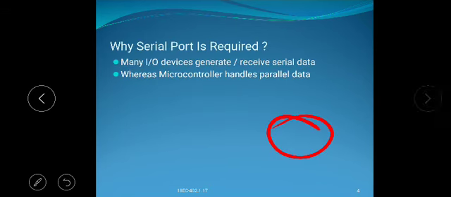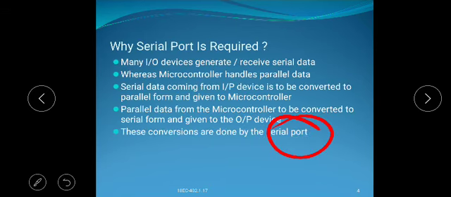Why is the serial port required? Many input-output devices generate or receive serial data, whereas the microcontroller handles parallel data.